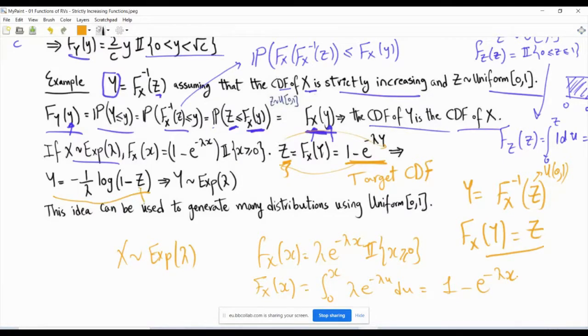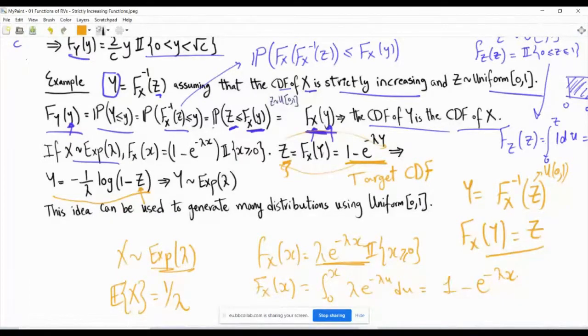So if you generate uniform 0, 1 random variables and apply this formula, log of 1 minus z, and then scale by minus 1 over lambda, what you get is an exponential distribution with parameter lambda. Note that in this course, when I say exponential lambda, it is used in the PDF as such, and the first moment of X is 1 over lambda.